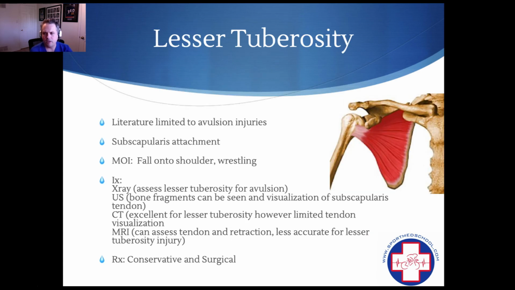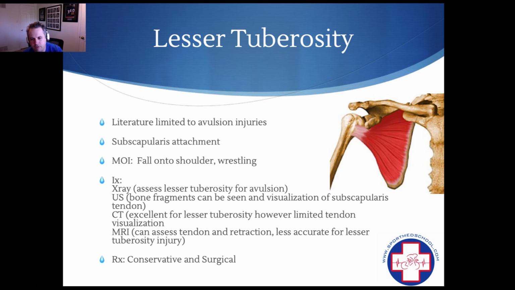The lesser tuberosity, this is essentially a fall on an abducted arm onto the shoulder, and what ends up happening is the tendon of the subscapularis avulses off at its lesser tuberosity apophysis. Very, very difficult to diagnose. You have to have a very high index of suspicion. It's, I would say, one of the harder things to see on x-ray.